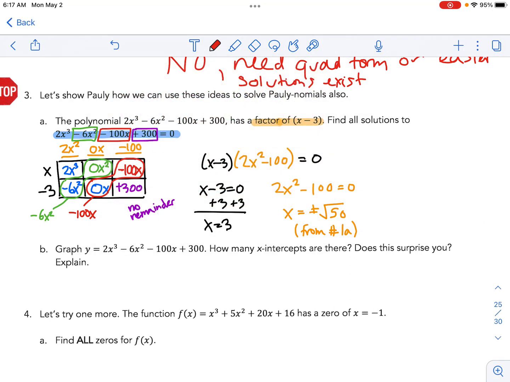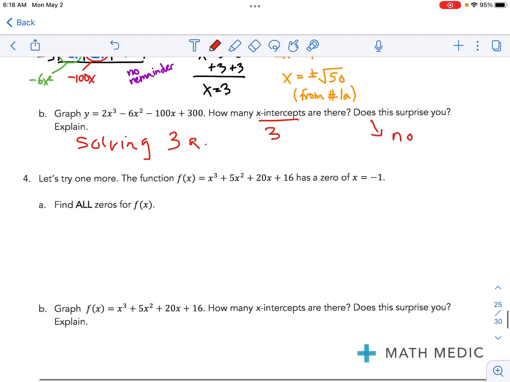So we see, I guess I got rid of that a little soon. We see 3 intercepts, and no more, because we found all 3 of them in that solution. So we found that by solving 3a. Okay, so let's try one more.